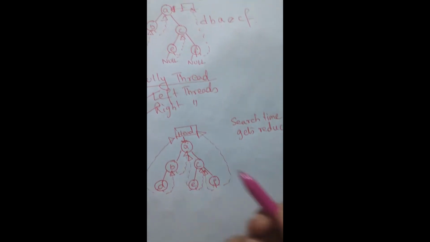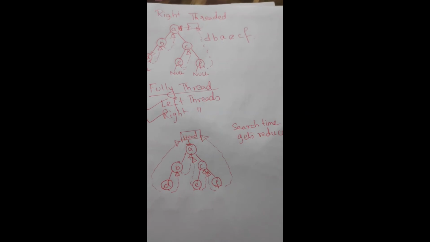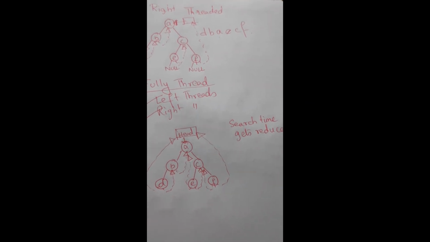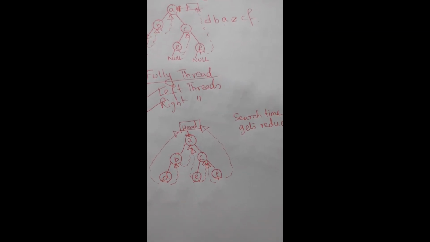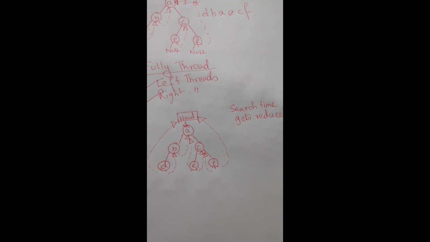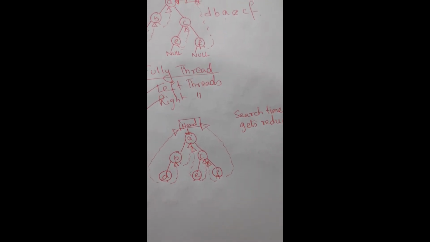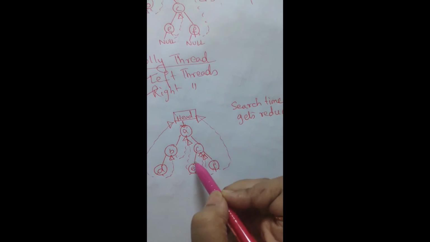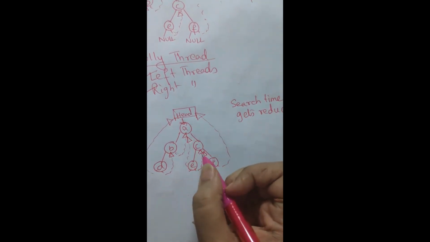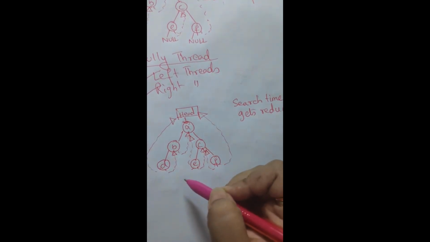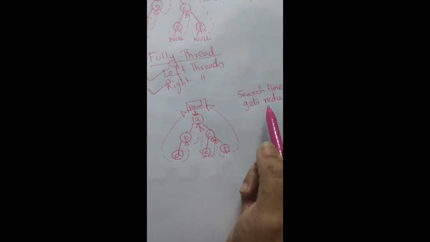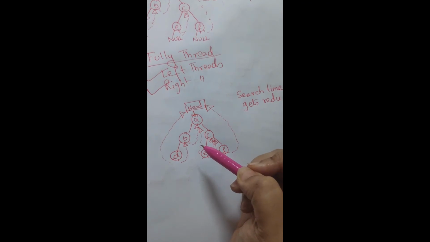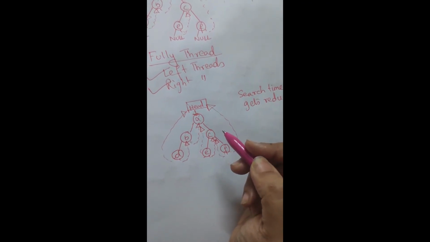So if the search, or the algorithm, is such that you have to go back to the root node from the leaf node, then you do not have to backtrack through all the levels of the tree. You can directly reach the root node from E using the thread. That is where the time gets reduced.